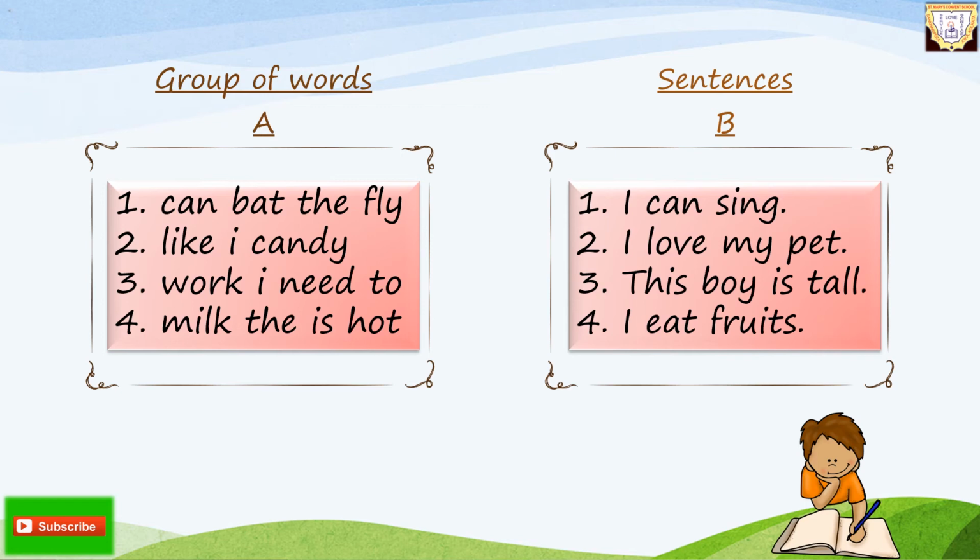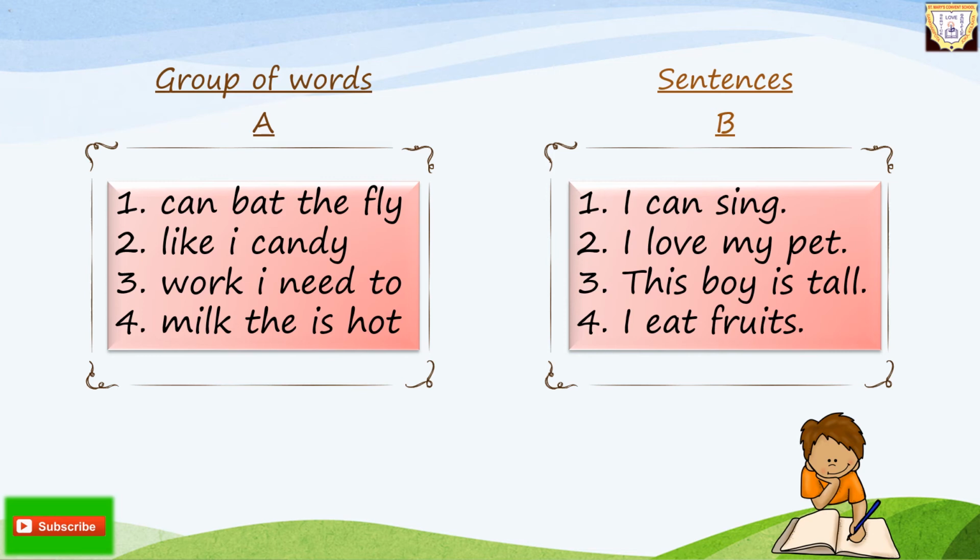Now let's see box A. Number 2. Like eye candy. Is this a sentence? No, this is not a sentence. This doesn't start with a capital letter and neither it ends with full stop. And the I written is not in capital. And it does not make any sense. So it cannot be a sentence.